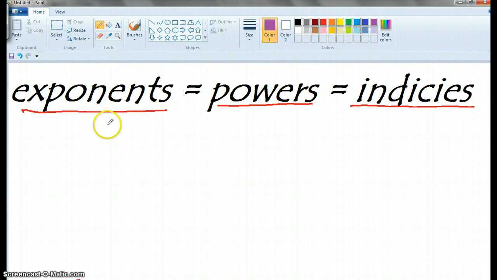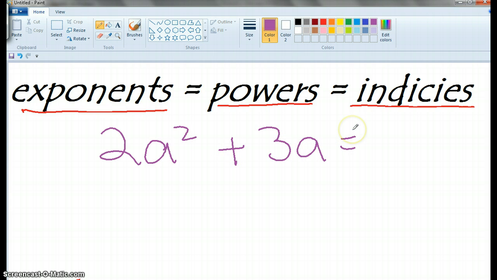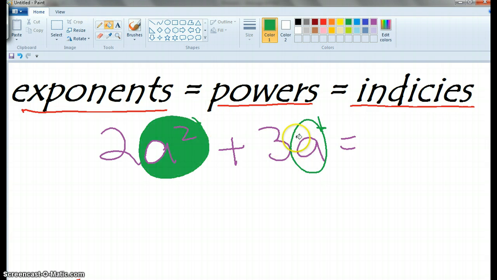Alrighty, so now moving on really carefully. If I have 2a squared plus 3a, what's that? Yep. Is this and this, are they like terms? No, because a squared and a are not the same, so we can't collect those like terms.